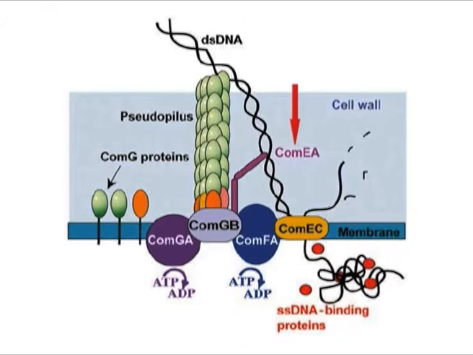ComEA binds directly to the extracellular double-stranded DNA. The ComF gene encodes proteins that translocate the single-stranded DNA into the cell. ComEA, ComEC and ComFA together form an ATP binding cassette transporter. The genes in the comG operon encode proteins that might form a pseudopilus, which helps move DNA through the ComEC channel, followed by retraction of the pseudopilus to take the DNA inside the cell.